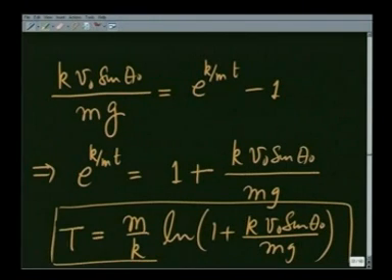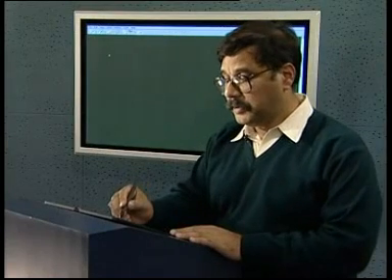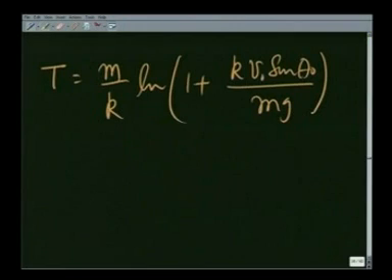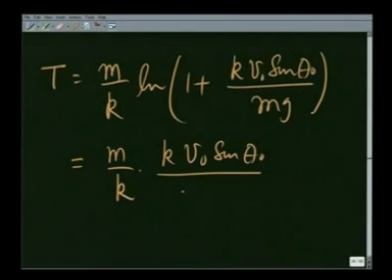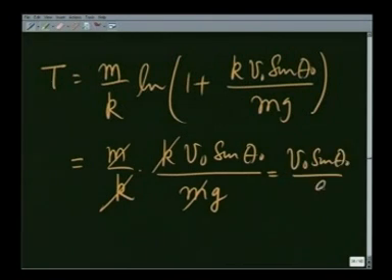Let me again check my answer. Is this correct in the limit of k going to 0? And sure it is, because t is equal to m over k log of 1 plus k v0 sin theta 0 over m g. In the limit of very small k, expanding the log, I get m over k times k v0 sin theta 0 over m g. This cancels, and I get my familiar answer, v0 sin theta 0 over g.